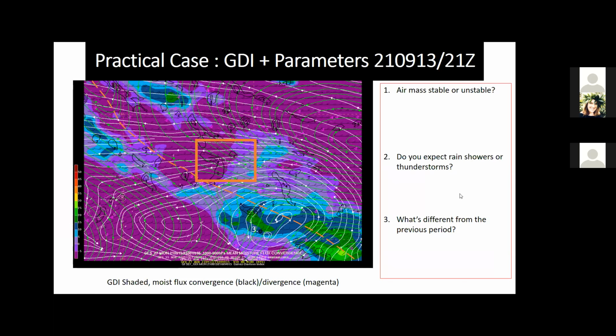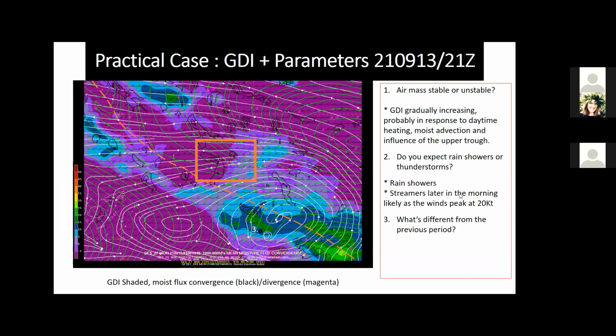Three hours later, we're moving towards 21 UTC. The GDI continues to increase, and it might be responding to daytime heating in addition to the upper level trough. Conditions are still mostly favorable for rain showers to develop, but something interesting: now that we're taking into account daytime heating and winds greater than 20 knots, we're going to start seeing streamers developing over the islands.